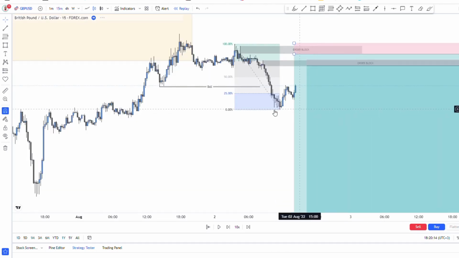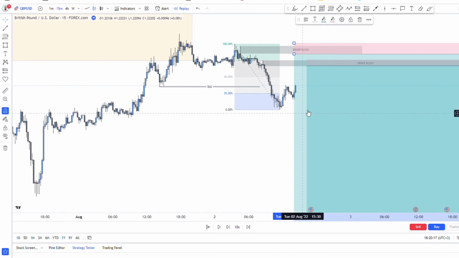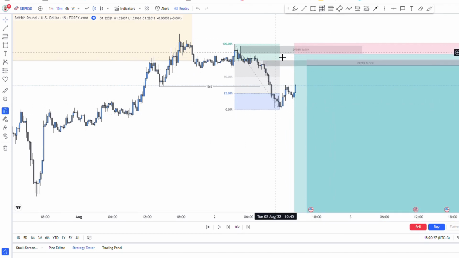So back to 15 minutes. Both the two setups are within the premium price zone, but this zone is more premium than that one. Now, based on where the market turns, we'll be able to make a decision on which zone to go for in a case where we have two zones to choose from.